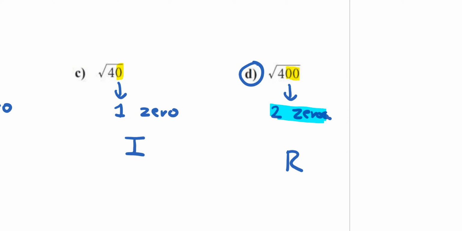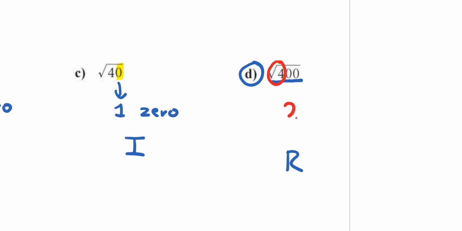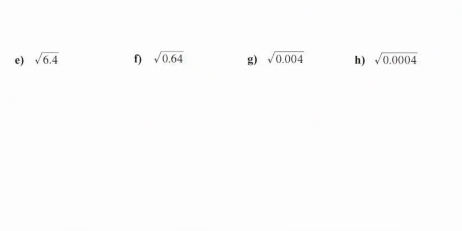And for letter D, I know it is rational, so if you want to figure out what this answer was, I would start off with the square root of 4. The square root of 4 is 2. And since you have 2 zeros there, you take your 2 zeros and you just divide that by 2 to get 1 zero. So you just add 1 extra zero there and your answer is 20. So 20 times 20 is 400. Okay, let's move on to the next 4 questions here.